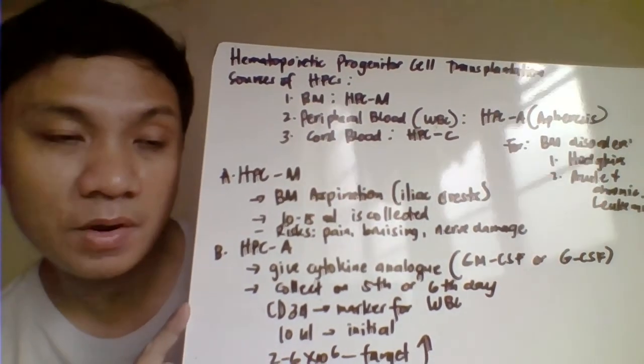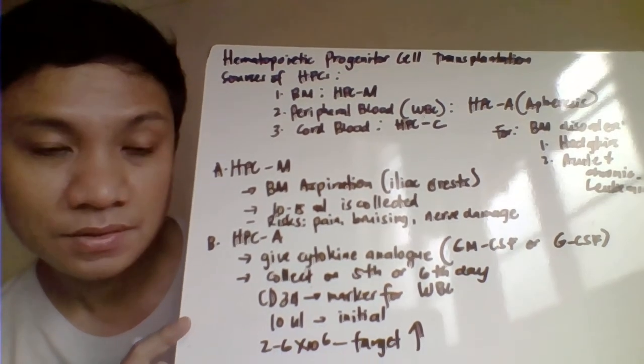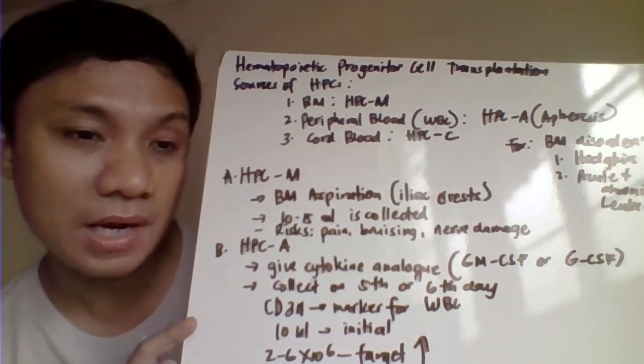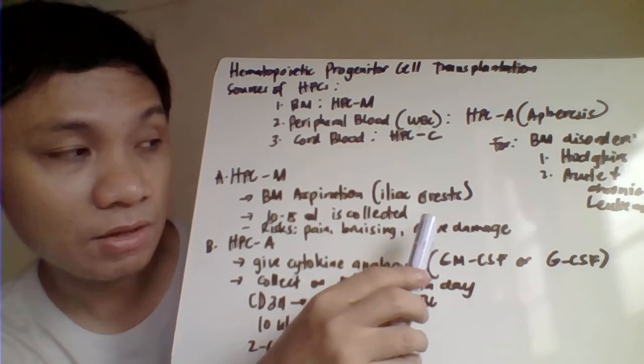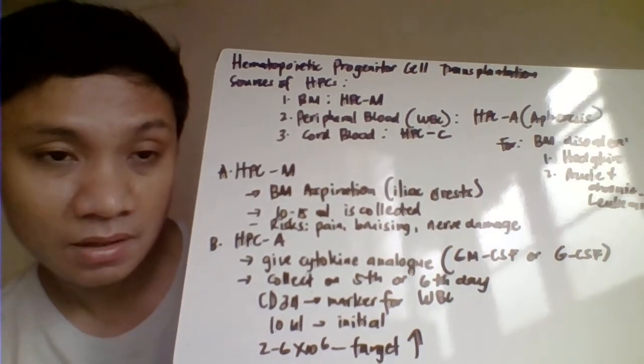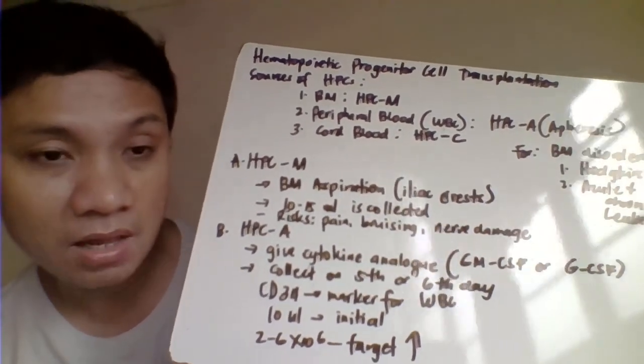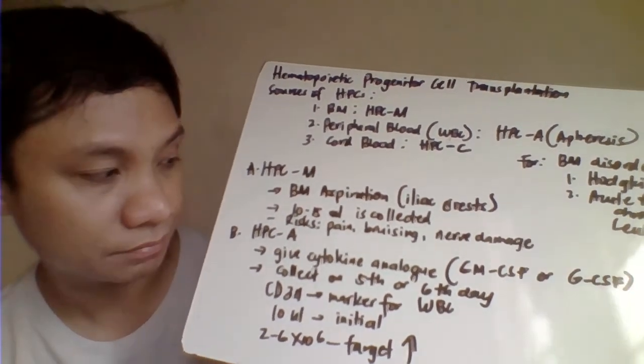For the first one, hematopoietic progenitor cells marrow, the bone marrow is collected through an aspiration technique. Most likely, it is aspirated from the iliac crest. Approximately 10 to 15 mL of bone marrow is aspirated.